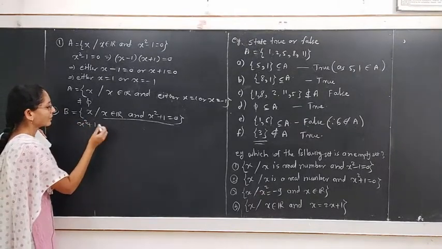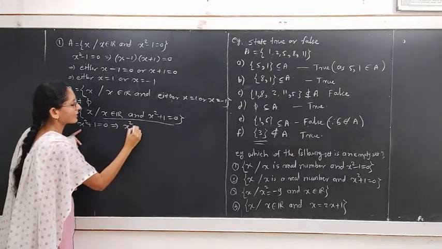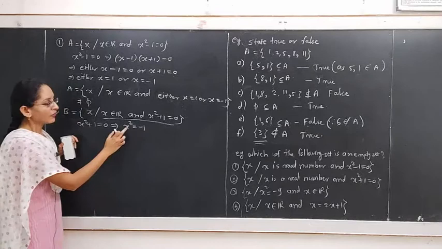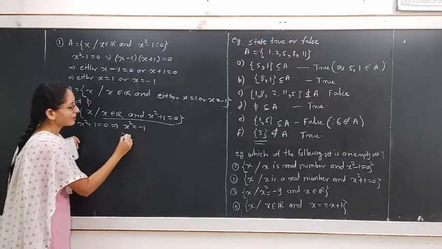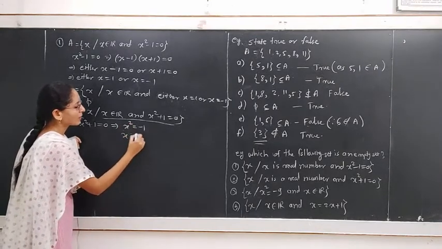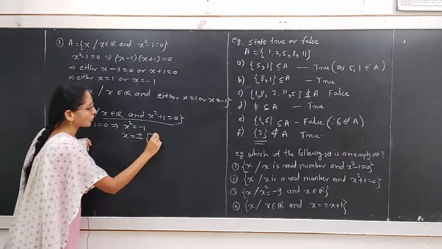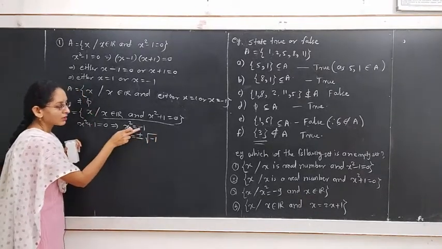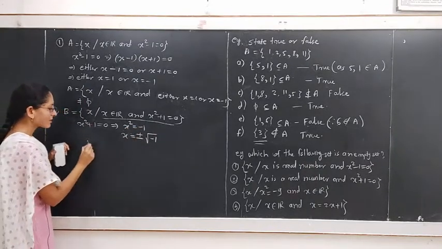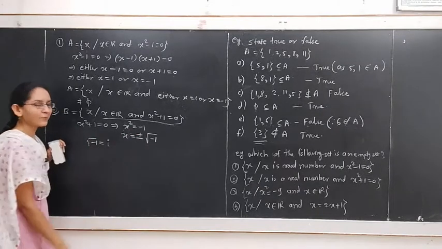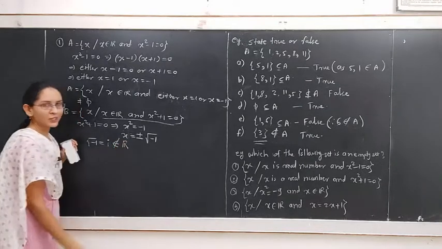x square plus 1 is equal to 0 implies x square is equal to minus 1. To find the value of x, we take the square root of both sides, therefore x is equal to plus or minus. Any square root has two values, either plus or minus square root of minus 1. But we know that square root of minus 1 is equal to i, which is a complex number, and this number does not belong to the set of real numbers.